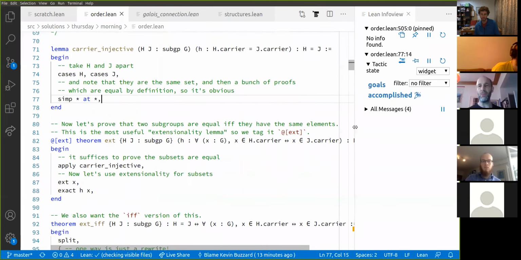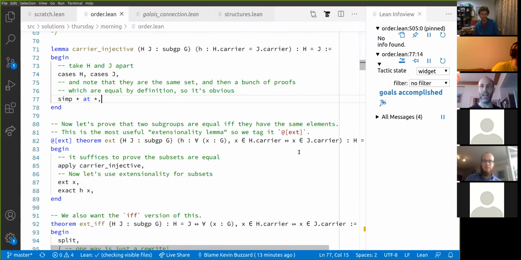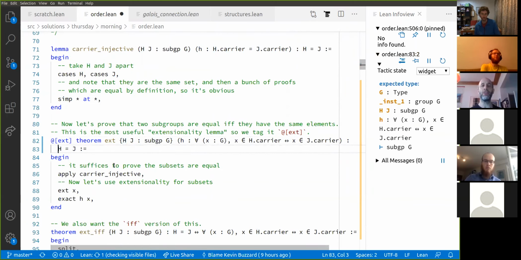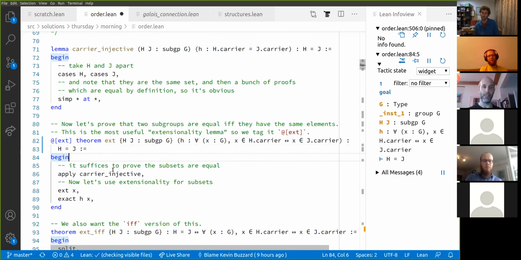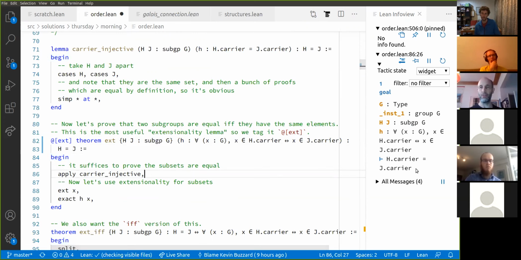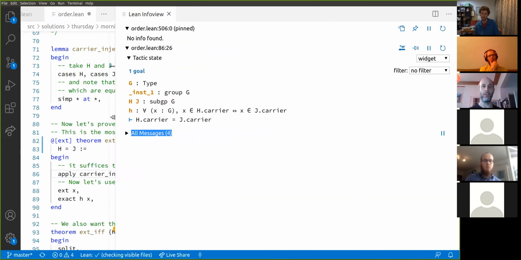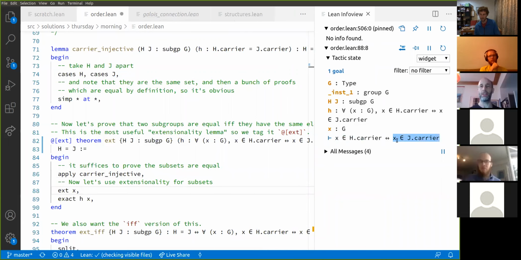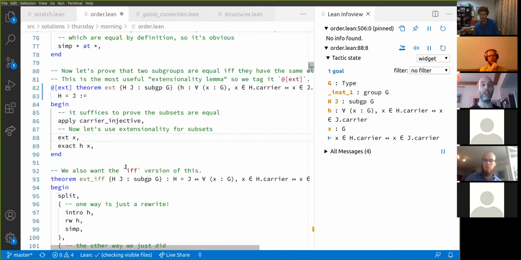But in fact, there's a slightly better extensionality lemma that we can't quite see. Let me put it down there. It says that to prove that 2 subgroups are equal, it suffices to prove that the underlying subsets have the same elements. And so how are we going to prove this? We've got to prove that 2 subgroups are equal. If we apply injectivity of carrier, we now have to just prove that the 2 subsets are equal. And so now we can use extensionality for subsets, where 2 sets are equal when they have the same elements. So I'm using the ext tactic to reduce us to the question that says they have the same elements. So again, that's a slightly fiddly proof.